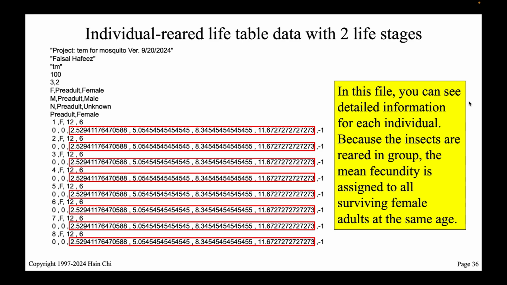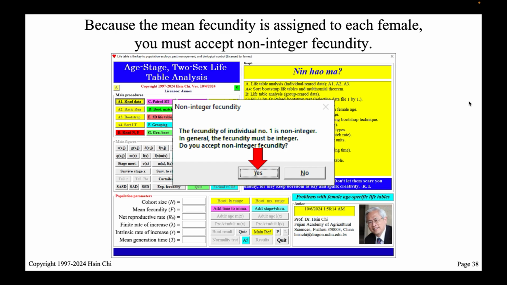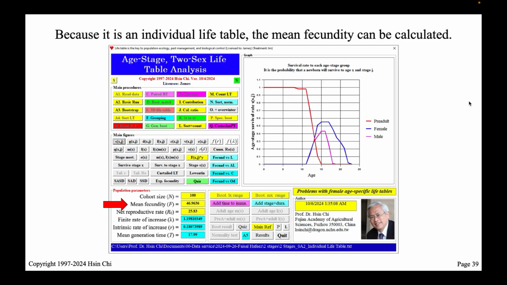In the file, individual reared life table data with two life stages, you can see detailed information for each individual. Because the insects are reared in group, the mean fecundity is assigned to all surviving female adults at the same age. You can analyze the two-stage individual life table following standard procedures A1, A2, and A3. Because the mean fecundity is assigned to each female, the fecundities of females are non-integer. When you see this message, you must accept non-integer fecundity.